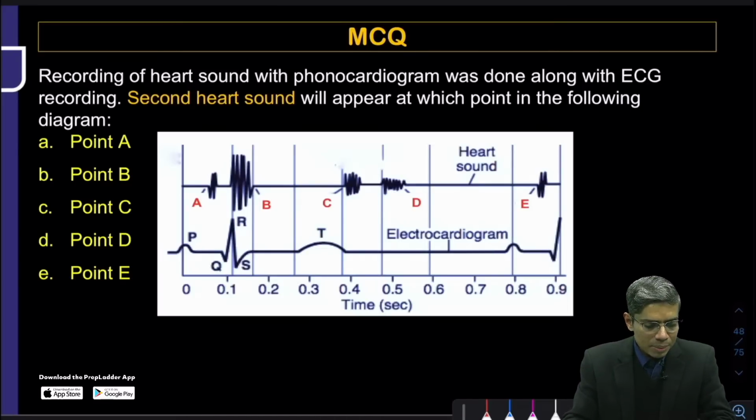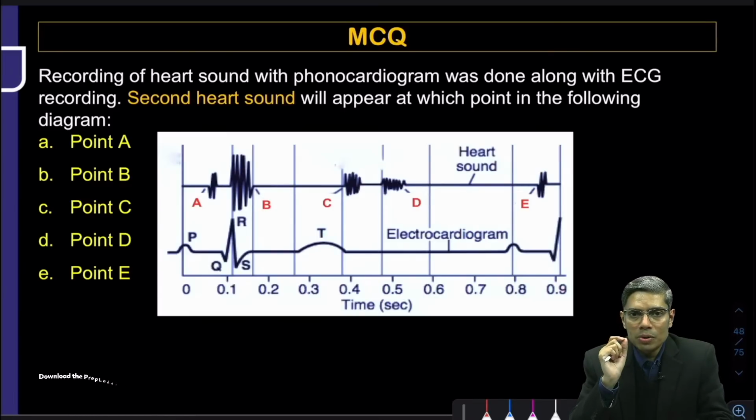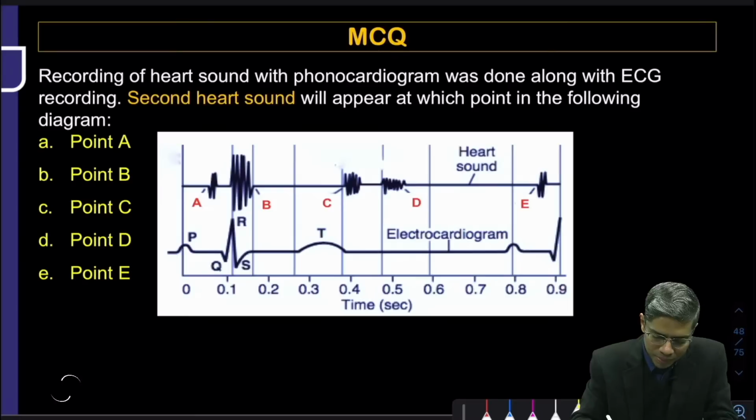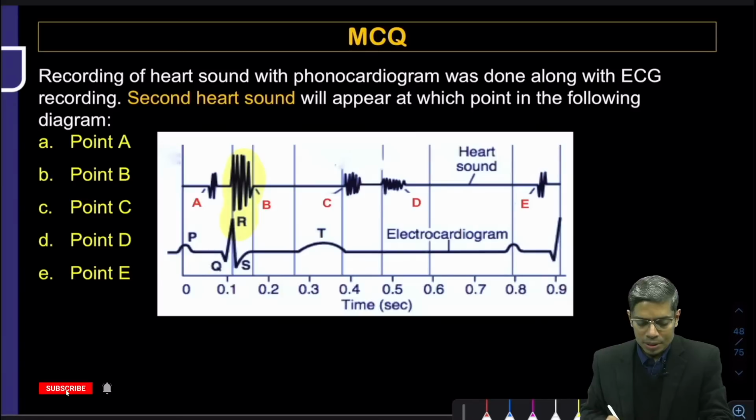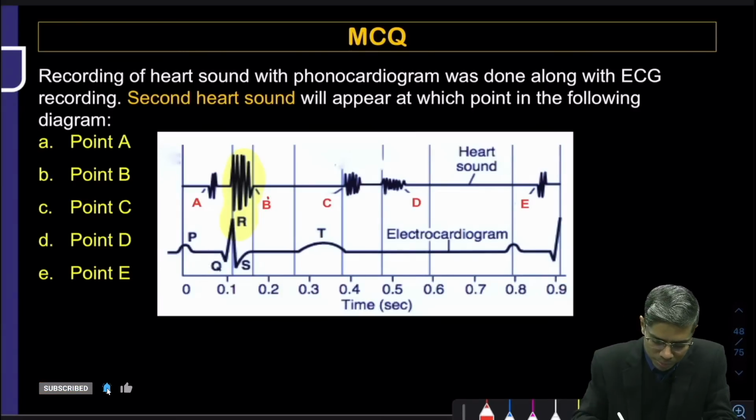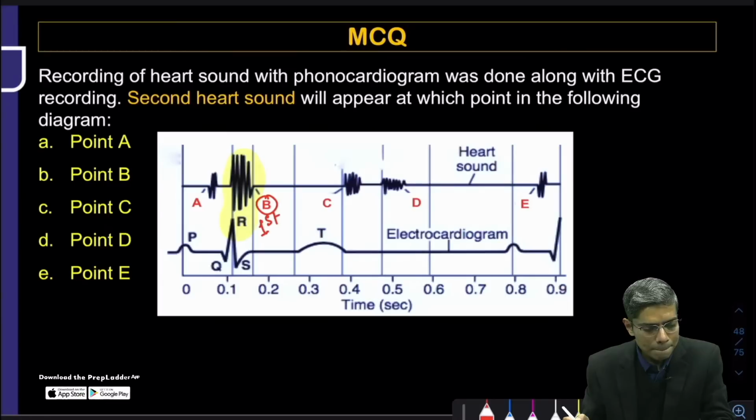So here you have to remember certain important information, that the first heart sound corresponds with the R wave in the ECG. So this heart sound is corresponding with the R wave. This is my first heart sound. So this B is the first heart sound, right?